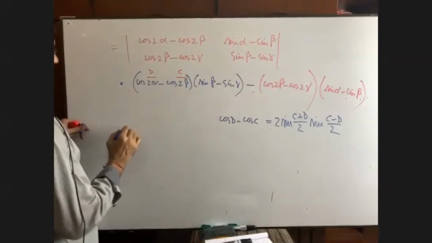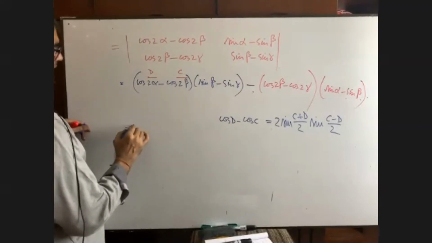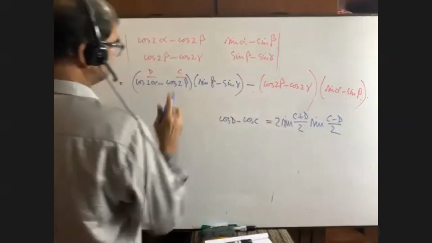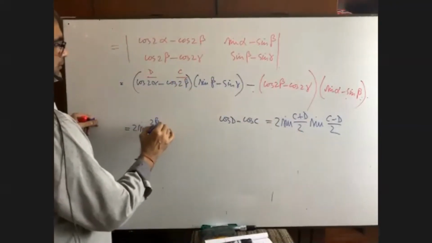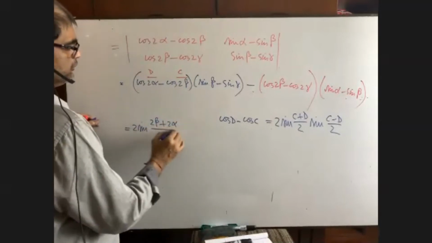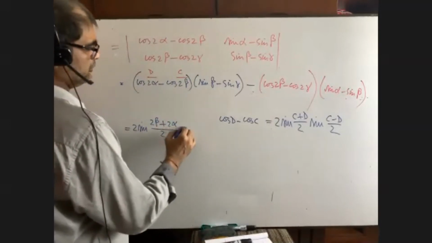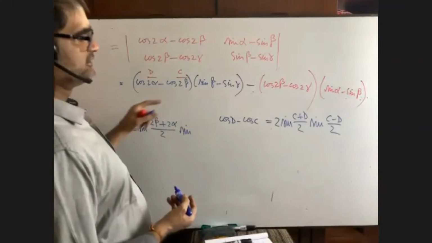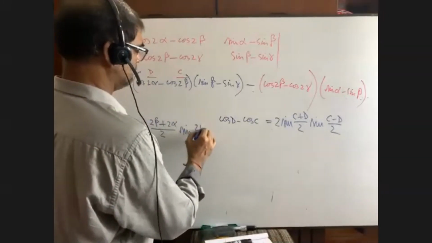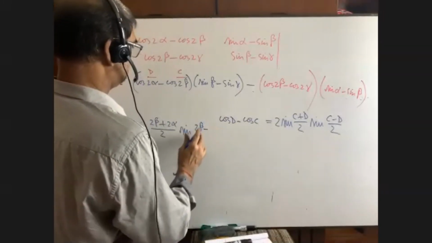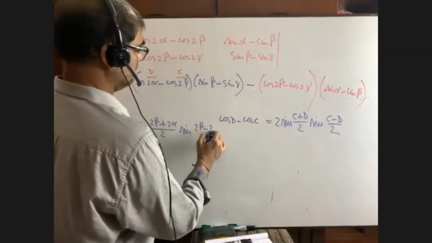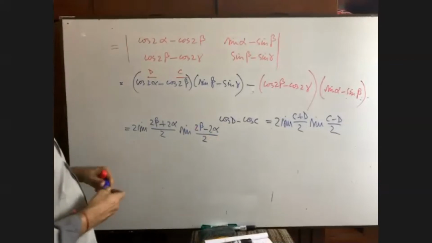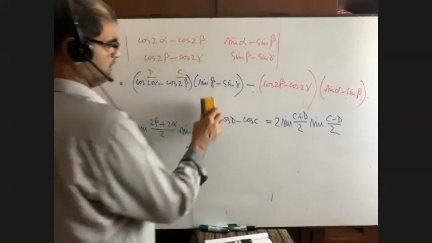I am going to do here 2 sine (C plus D)/2. C is what? This is C. C plus D by 2. Then let me know sine. What is C here? 2 beta is C. (C minus D)/2. I have just put the formula. Nothing else I did.